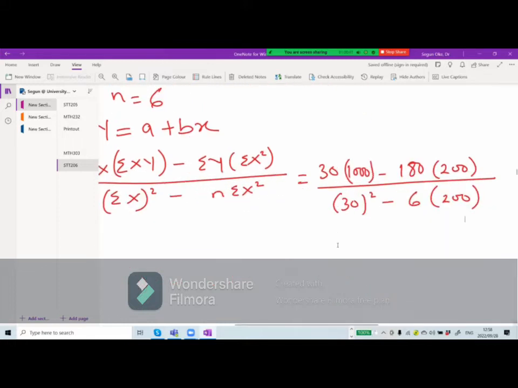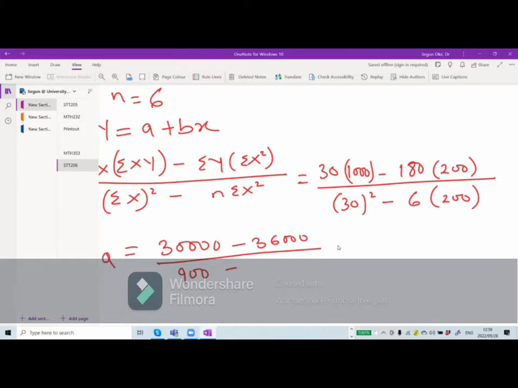So what do we have? Okay, 30,000 minus 180 times 200, that is 36,000. 30,000 minus 36,000, all over 900 minus 1,200. So what do we have?